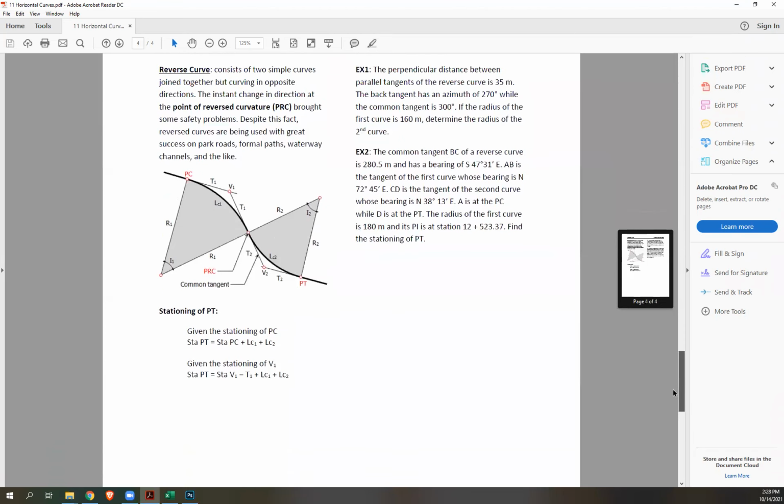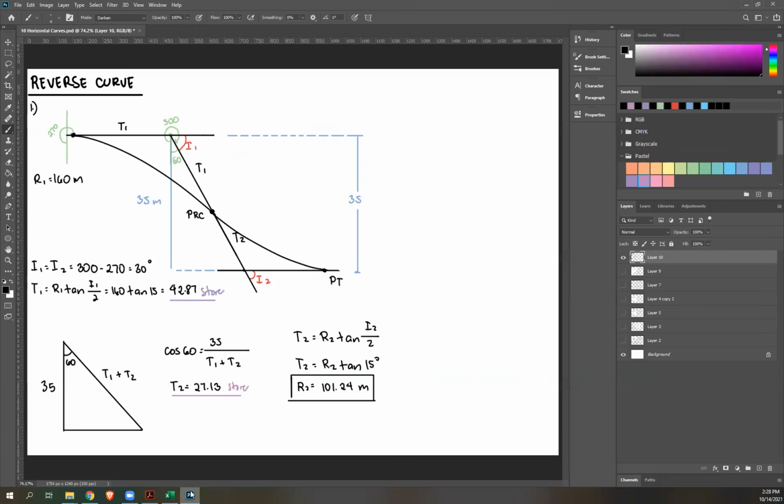While for a reverse curve, that's not really a combination of that because there's no intersection of the back tangent of the first curve and the forward tangent of the second curve. So there's no capital I, angle of intersection, for the entire reverse curve. So that's the difference as well in solutions for the compound curve. Any other questions, clarifications? Okay. None. Let's have another one.